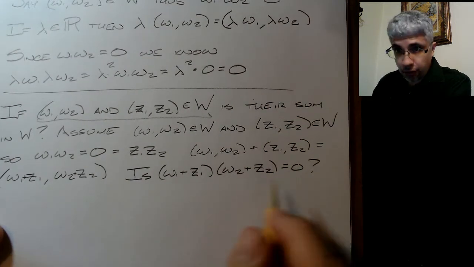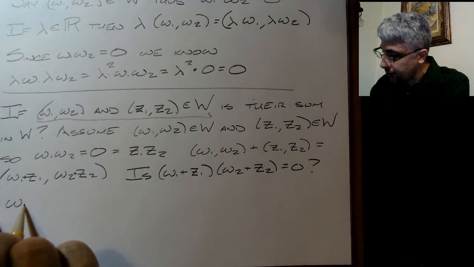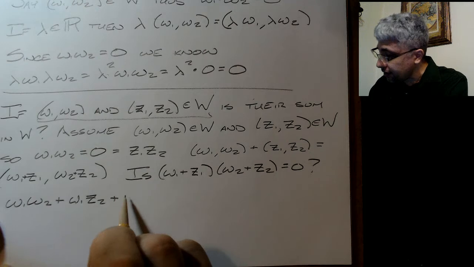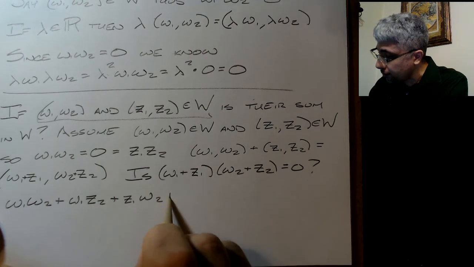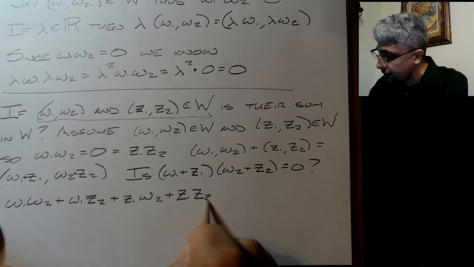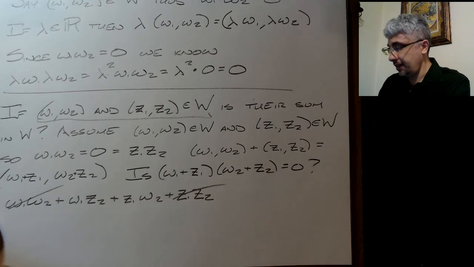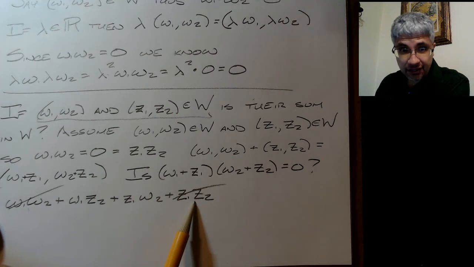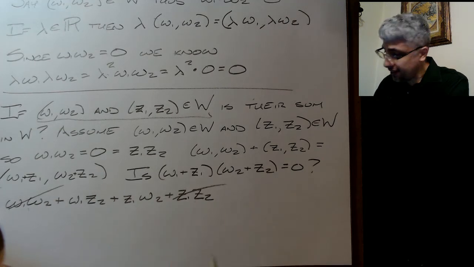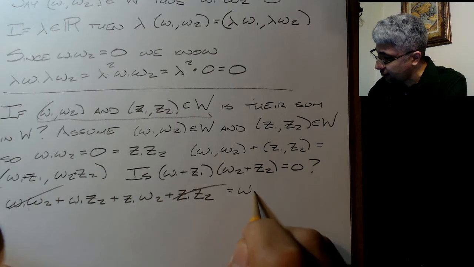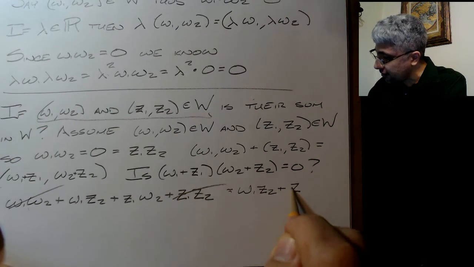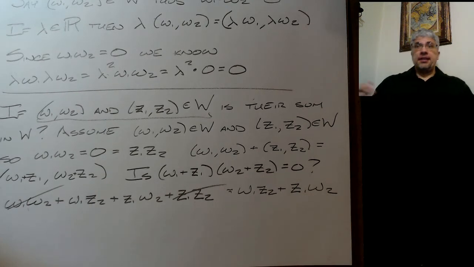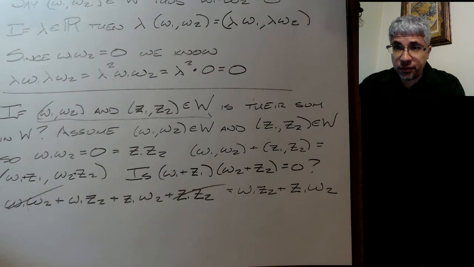And if I multiply this out, notice I get w1 w2 plus w1 z2 plus z1 w2 plus z1 z2. And I know that w1 w2 is 0 and z1 z2 is 0. But I still have w1 z2 plus z1 w2. So I might get frustrated here. I might say, okay, I can't figure out how to proceed. What do I need to do?